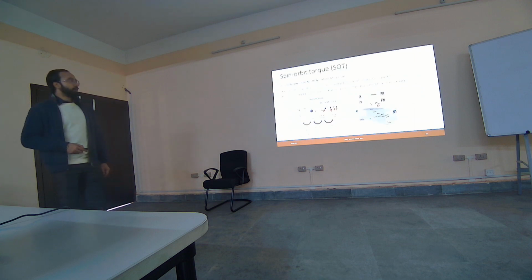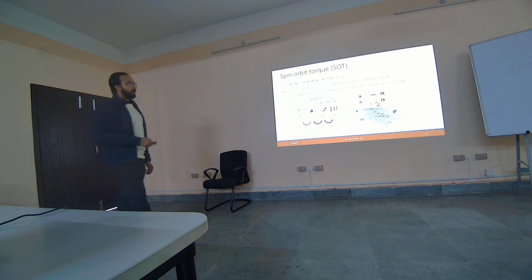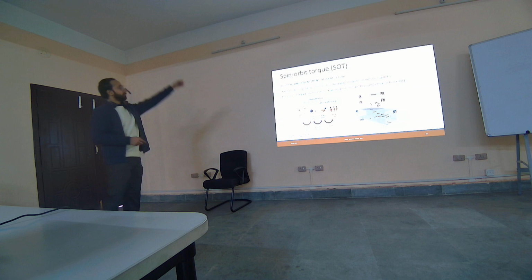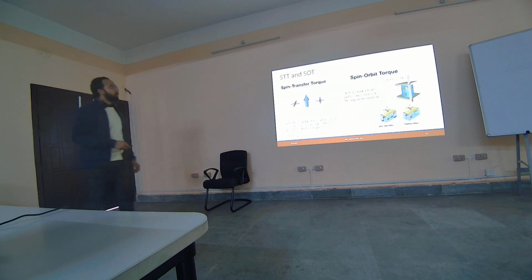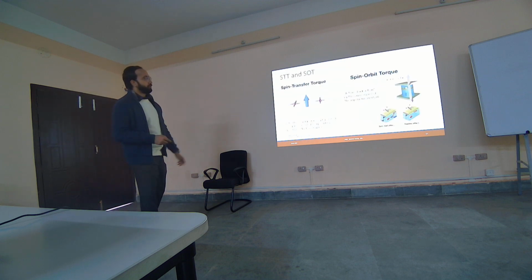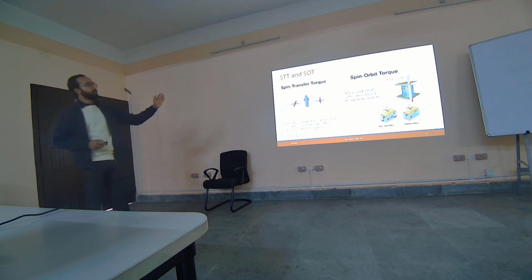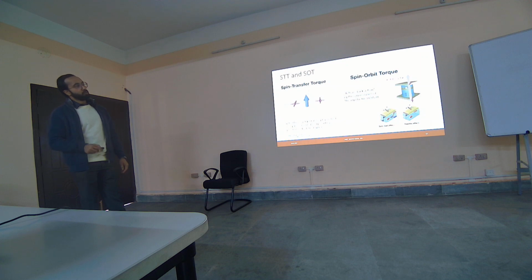So anyway, I hope I have been able to give you some idea about how these things operate. Let us now go into another slide. It is showing a difference between spin transfer torque and spin orbit torque. Spin transfer torque is applied through the layers. For spin orbit torque, the current is applied at the bottom layer, and the torque is applied in the perpendicular direction.